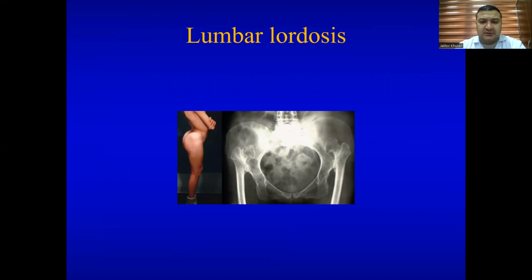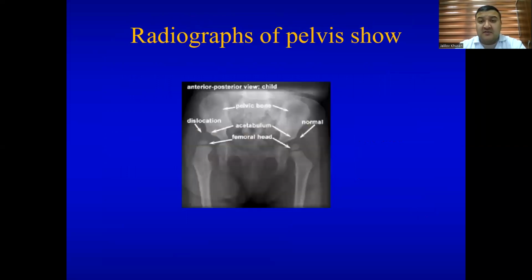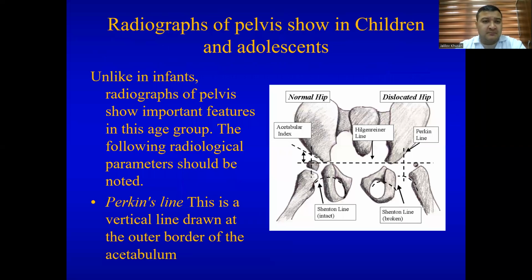Lumbar lordosis is seen on the screen. Radiographs of the pelvis show important features in children and adolescents. The following radiological parameters should be noted.